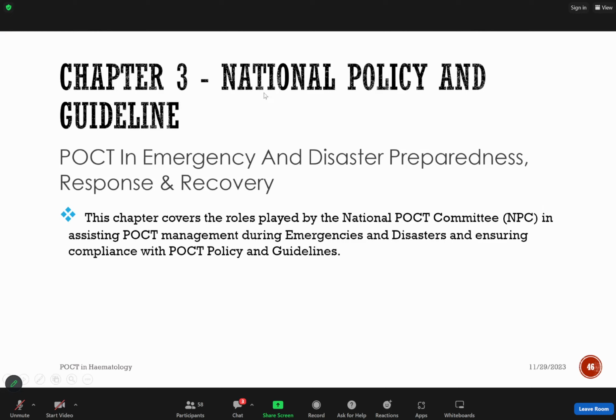In the National Policy and Guideline, we have this chapter 3. Chapter 1 we talk about policy, chapter 2 guideline, chapter 3 is POCT in emergency and disaster preparedness, response and recovery. This chapter covers the roles played by the National POCT Committee in assisting POCT management during emergencies and disasters and ensuring compliance with POCT policy and guidelines.